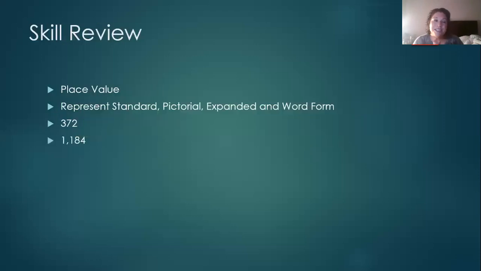Okay, so we're going to do a little skill review here. Now that we've warmed up our brains and we're thinking mathematically, we're going to go back and review some place value together. We want to represent numbers in standard, pictorial, expanded, and word form. As you can see, I already have the numbers up here for you. I have 2 different numbers for you to look at.